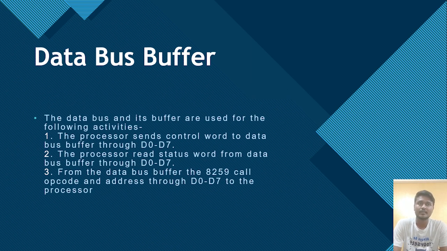Now let's talk about data bus buffer. As it suggests, the data bus and its buffer are used for the following activities. The processor sends the control word to the data bus buffer through D0 to D7 lines, and the processor reads the status word from data lines, that is D0 to D7, and from the data bus buffer the 8259 sends the call opcode and address through D0 to D7 to the processor. So the control word that we talk about, and sending the data, that is higher address and lower address and the opcode, that is done through the data bus buffer.